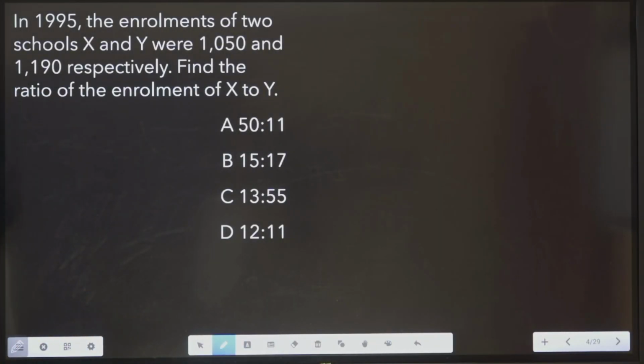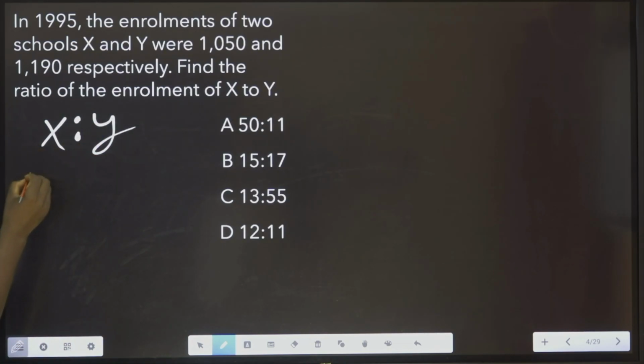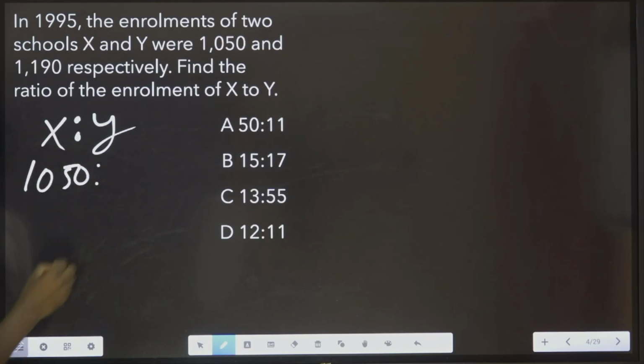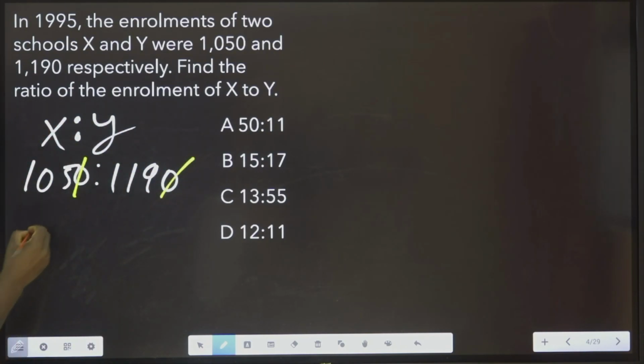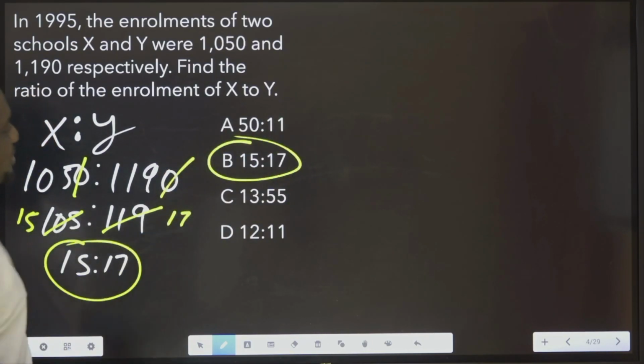Let's look at this. It says in 1995, the enrollments of 2 schools, S and Y, were this and this respectively. Find the ratio of S to Y. Okay? So, ratio of S to Y. Now, this we cancel, remain this. 7 here, you have 15. 7 here, you have 17. So it is 15:17. Let's look at this.